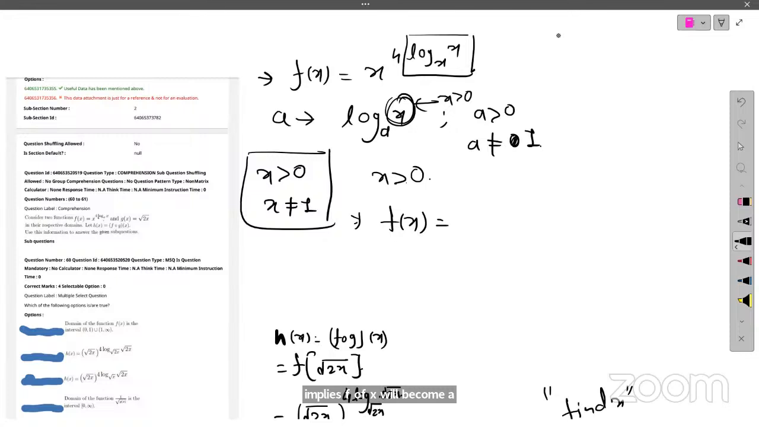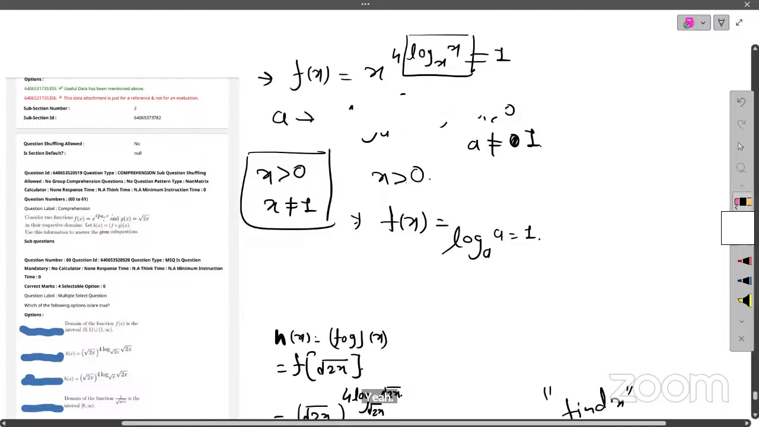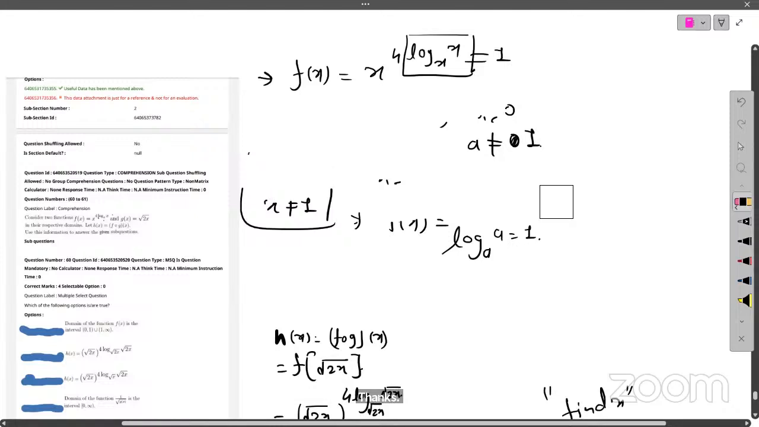This is log base a x of x, no? So it will be equal to 1 for all x. Isn't that the case? Because we know log base a of a is equal to 1. I guess it's simply x raised to the power 4 then. Then the domain will become the whole real numbers. We don't have to consider anything. Right, so this option should not be correct.